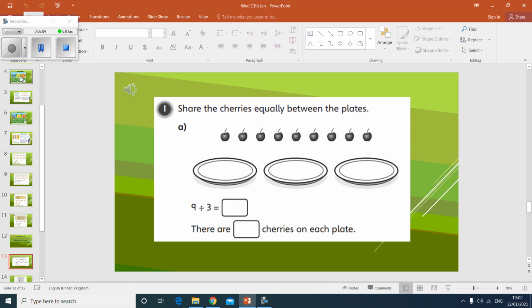Question 1. Share the cherries between the plates. That's 9 cherries shared by 3 plates. 9 divided by 3 equals, there are how many cherries on each plate? Pause the video.